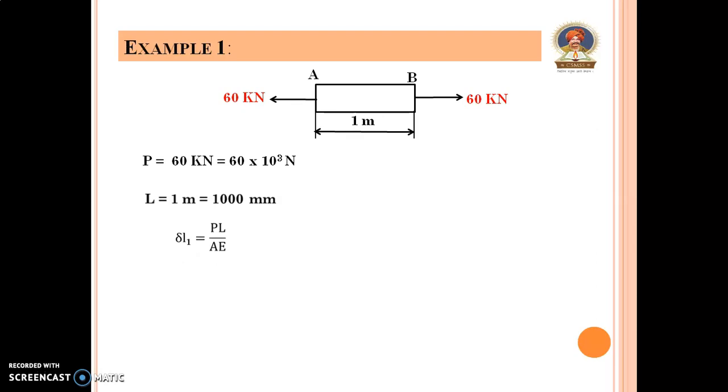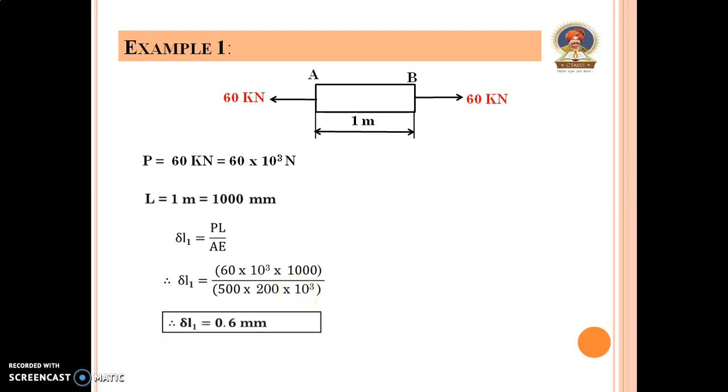So here the change in length delta L1 is equal to PL upon AE. Put all the values here. P is equal to 60 into 10 raised to 3, into 1000, upon area, which is given, that is 500, and Young's modulus is also given, that is 200 into 10 raised to 3. After calculating, we get the value of delta L1 is equal to 0.6 mm.